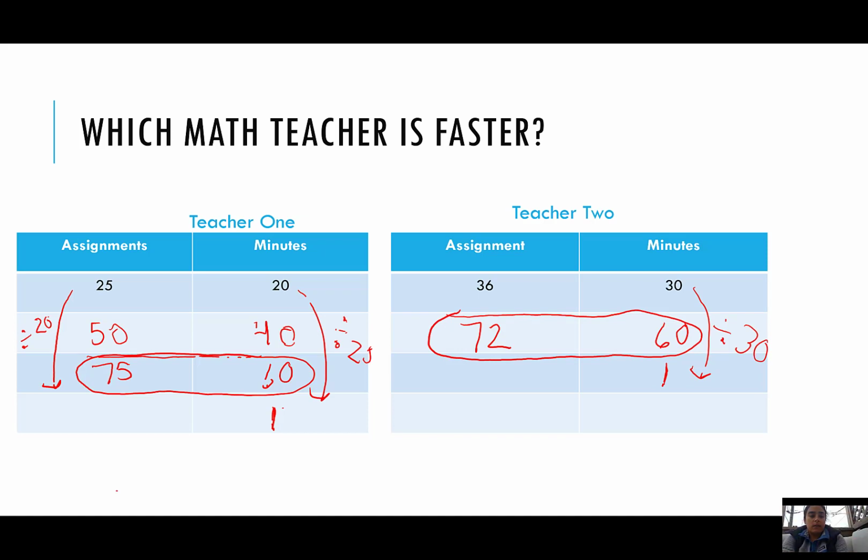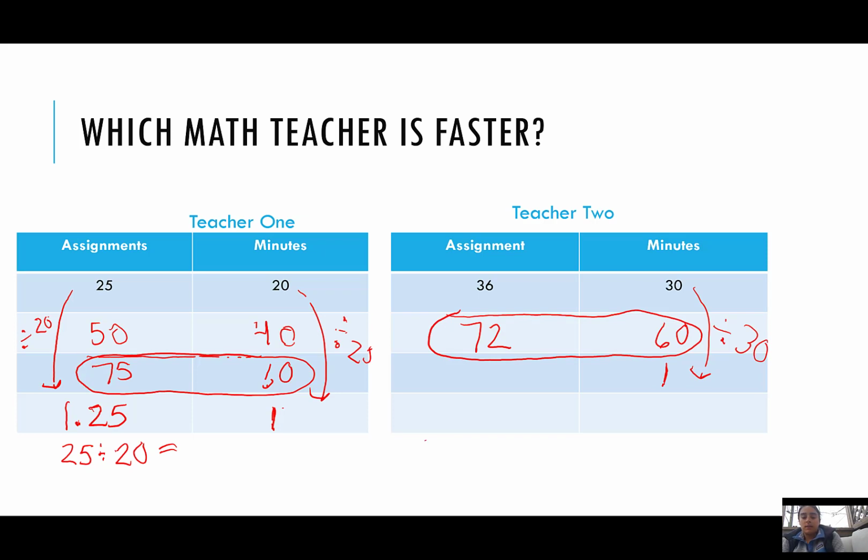We could do 25 divided by 20. When we do that, it wouldn't even matter to me if you did it on a calculator, because I know you could divide that out. So we could see 25 divided by 20. I just ran out of space. And I get 1.25. So this teacher can grade in 1 minute 1 1/4 assignments. 1.25, 25 cents, 1/4. Same thing here.